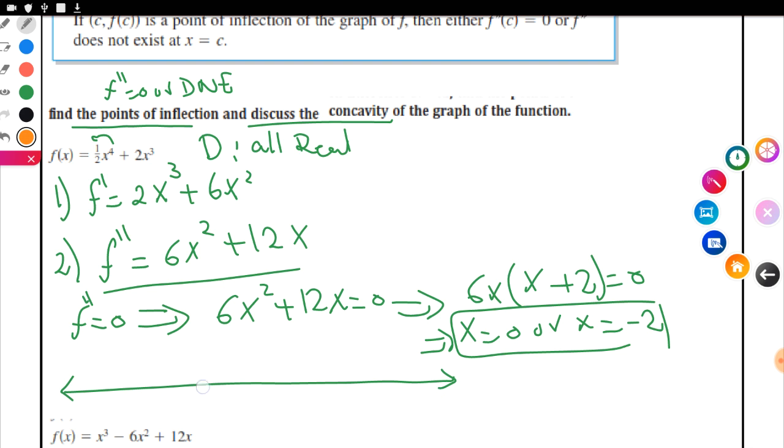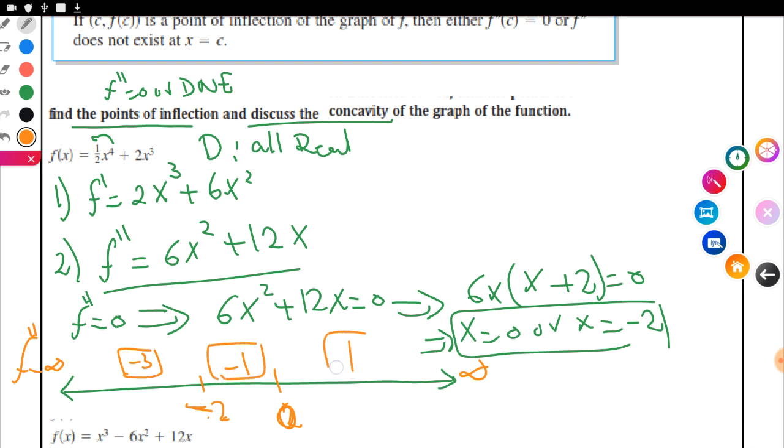Here I will write negative 2 and 0, from the smallest to the greatest. Then this is for the second derivative test: negative infinity here and infinity here. What is the test value smaller than negative 2? Negative 3. Here I will take negative 1, and here I will take 1.